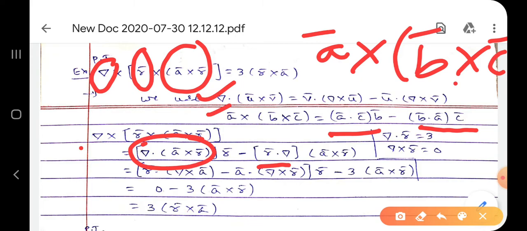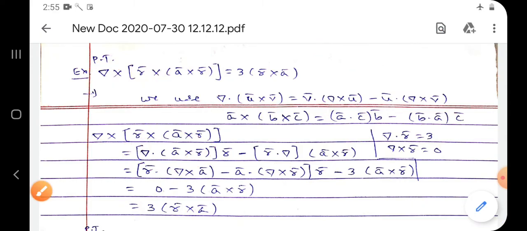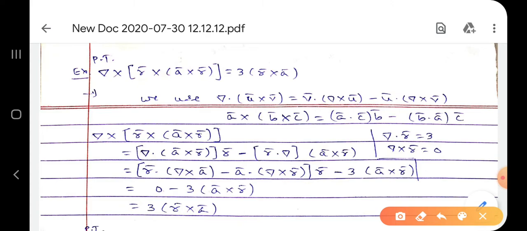So many times we have to use this: del dot (u bar cross v bar) is equal to v bar dot (del cross u bar) minus u bar dot (del cross v bar). So here, in place of u bar there is a bar, and in place of v bar there is r bar. Use the formula. So what is our formula here? R bar, in place of v bar there is r bar, so r bar dot (del cross a bar) minus a bar dot (del cross r bar), and r bar as it is.